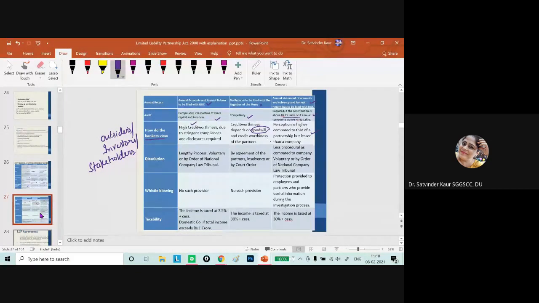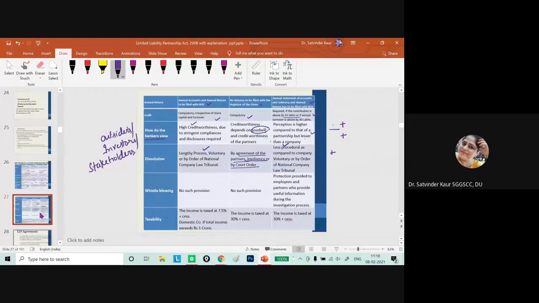But we say it is a hybrid or mid model, where the plus points of a partnership firm and of a body corporate both exist. When we talk about the dissolution procedure, in case of a company it is a lengthy procedure, and LLP has a shorter procedure as compared to the company. So again, there is a plus point. But in case of a partnership firm, if there is insolvency of the partner, or by court order, or by mutual agreement of the partners, they can dissolve. So it is easy to dissolve.